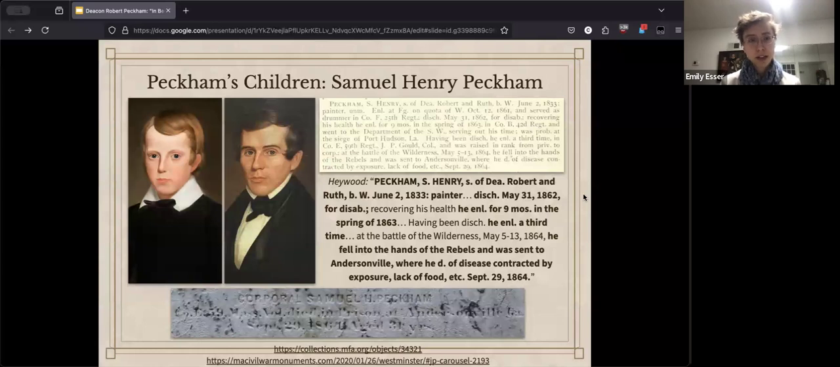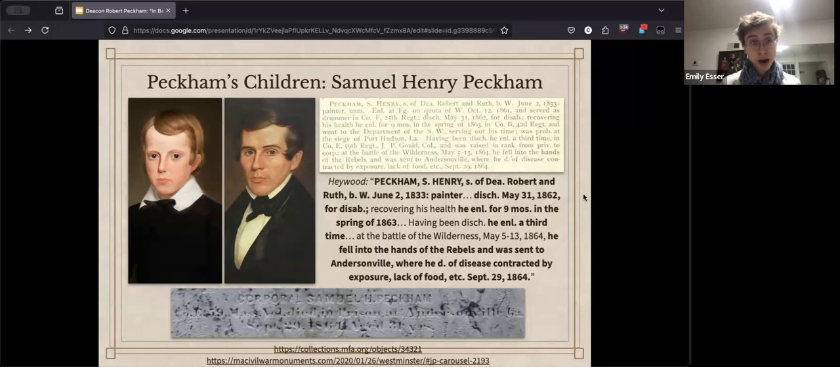Rare to have portraits of the same child and then a grown man from his own family. It's a really nice comparative example of Peckham's later style, the evolution of it, the precision in which he painted. But it is the same Samuel Henry. Tragically, most tragically of all, he died at Andersonville. He contracted exposure. It was disease contracted by exposure, lack of food, as Haywood writes in History of Westminster. He died much too young.